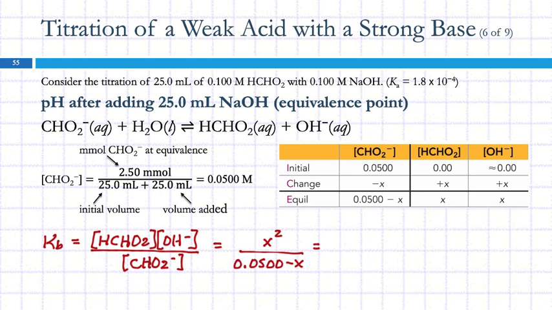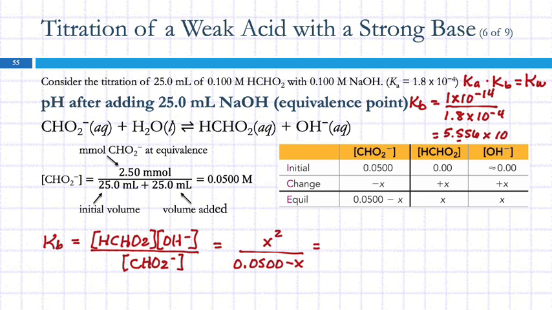But what is Kb? They didn't give it to us, and they're never going to give it to you because it's supposed to be simple enough to calculate. Ka times Kb equals Kw. So Kb equals 1 times 10 to the minus 14 divided by Ka. That's 5.556 times 10 to the negative 11. We have to calculate Kb and use Kb in this ice table.